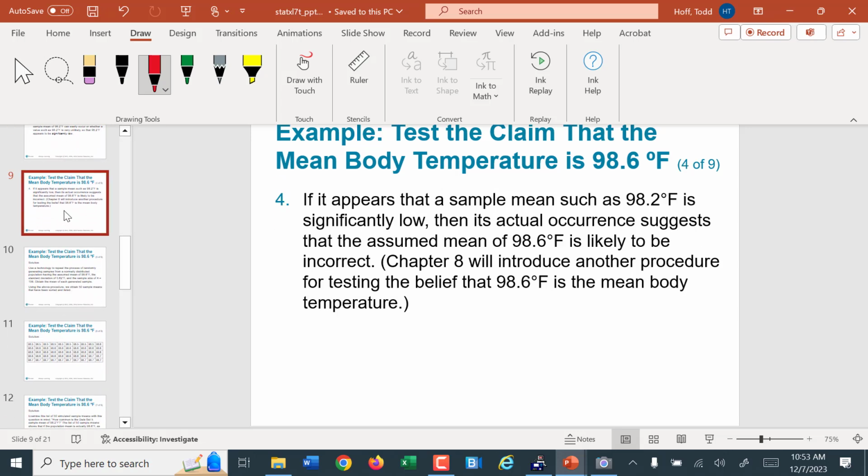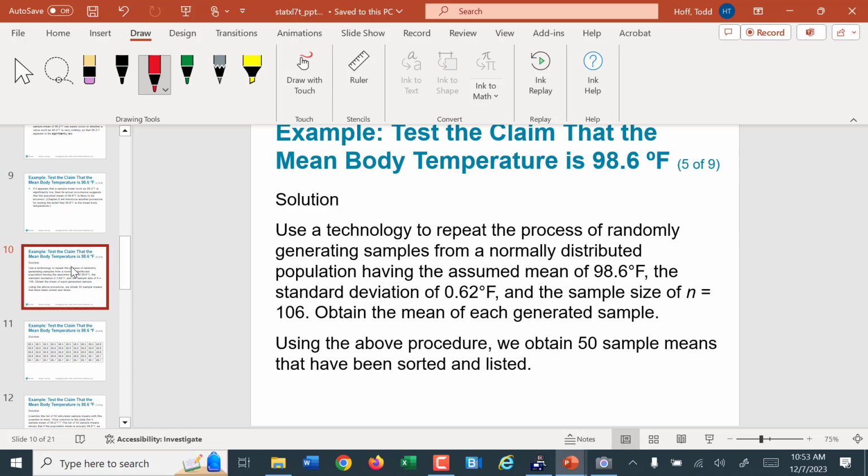So it appears, again, we didn't do the sampling distribution stuff. That'll come in a couple of weeks. But at this point, we're going to say that it is very unlikely, given the assumption that the mean really is 98.6. So we assume the assumption was incorrect. So there's our summary of the results right there.